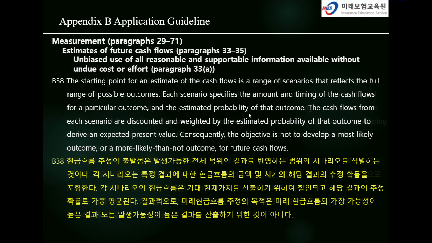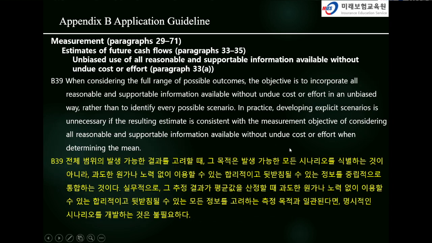So all it says is that it's not to come up with the point estimate above there in scenario generation. And another one that I try to identify is that, like I showed you how I can generate the 1,000 different scenarios, but the standard says you don't need to do it if it is undue cost and effort. In practice, developing explicit scenarios is unnecessary under the condition that the resulting estimate is consistent with the measurement objective of considering the mean, not the point estimate.